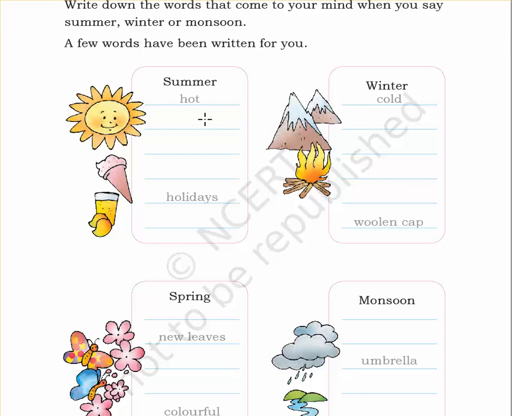It's a season when we drink a lot of mango shake. We can write mango shake here. Then it's a season when we used to turn on our fans, right? Because it's very hot in summer. So fans. So like that, you can write it down.